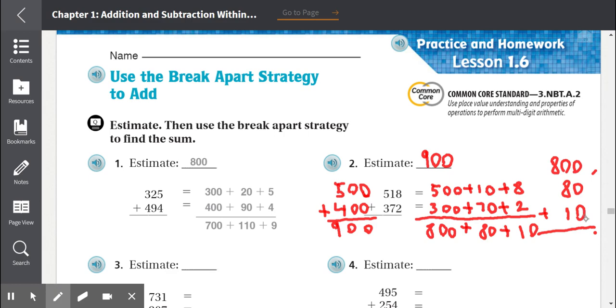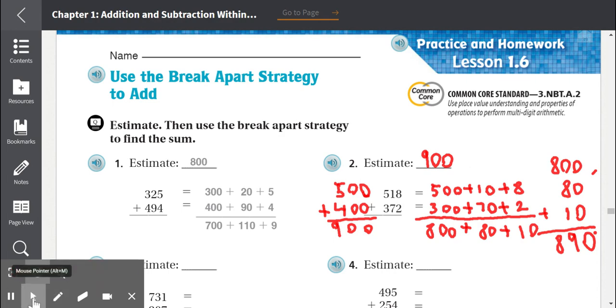0 plus 0 plus 0 equals 0. 0 plus 8 equals 8. 8 plus 1 equals 9. And this is just 8. We just bring it down. 890. The exact answer is 890, but our estimate is 900.